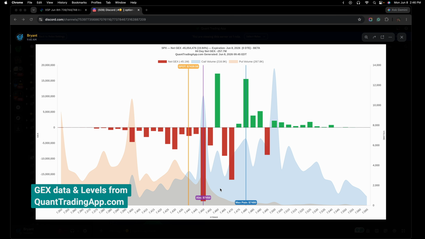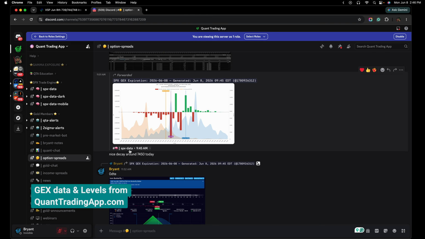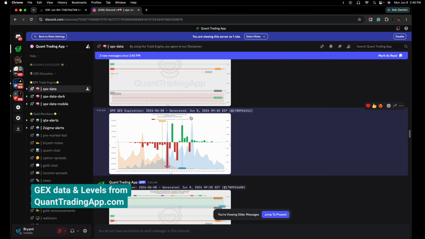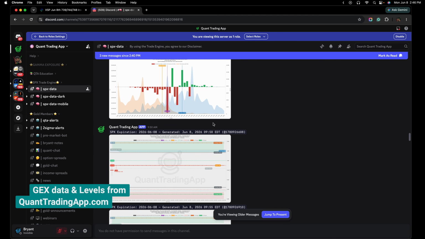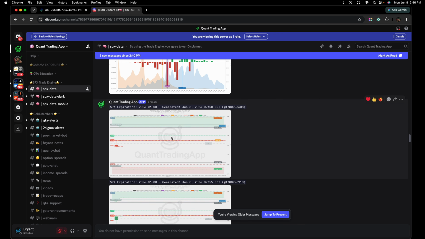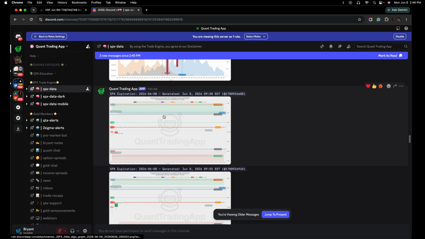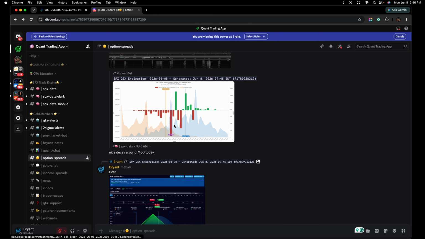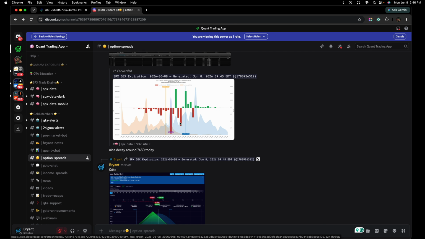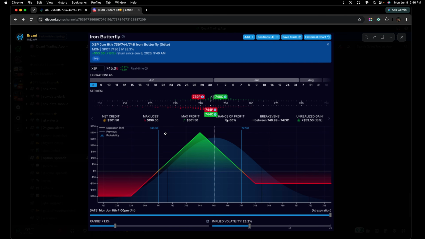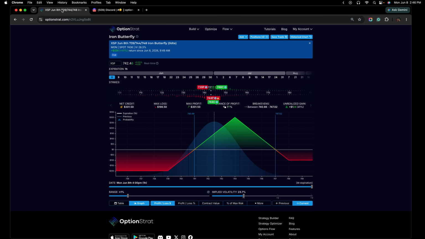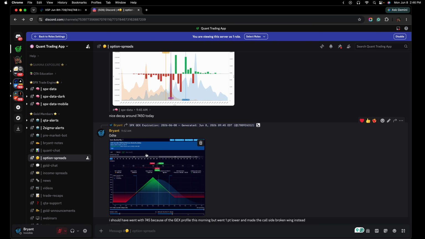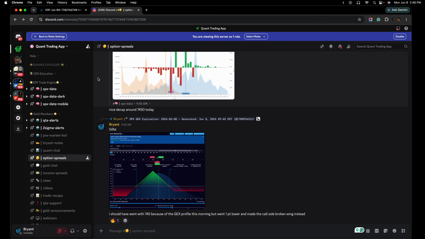This data is from Quant Trading app. It was sent to the Quant Trading app Discord channel right here, and it is published in these periodic increments, as well as the 0 DTE SPX trade engine. Now I can use the data and the information from the SPX to execute a trade on the XSP, and this is that spread here. This is the same spread in option strat. This is just me sharing what the P&L looked like a little bit earlier here today.